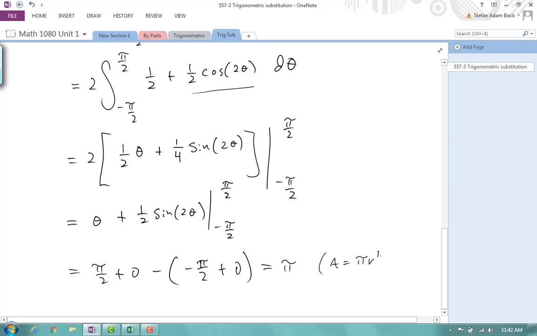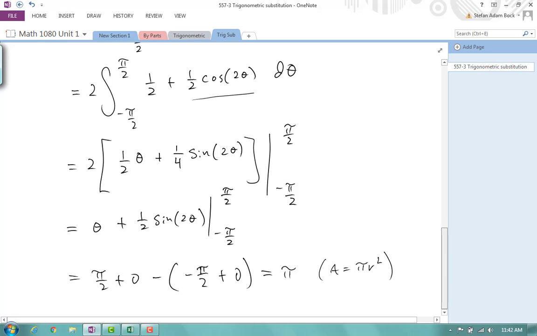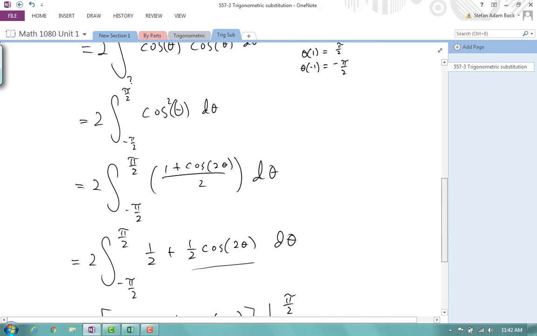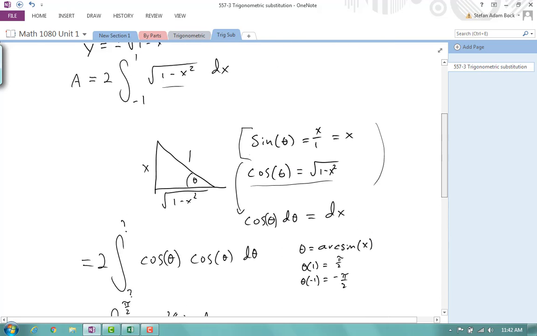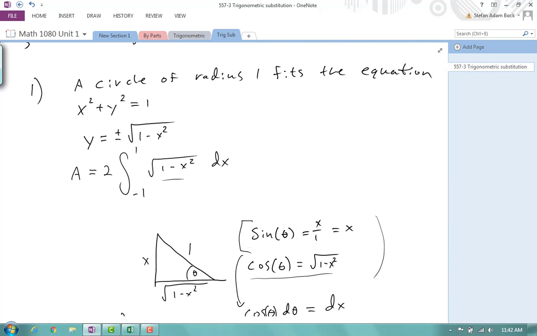Area equals pi r squared. So a fun exercise would be to redo this example, but instead of having a 1 here, we have an r squared. And by the end of the integral, we'll have a formula describing the area of the circle in terms of r, and you'll find that the answer is going to be pi r squared.